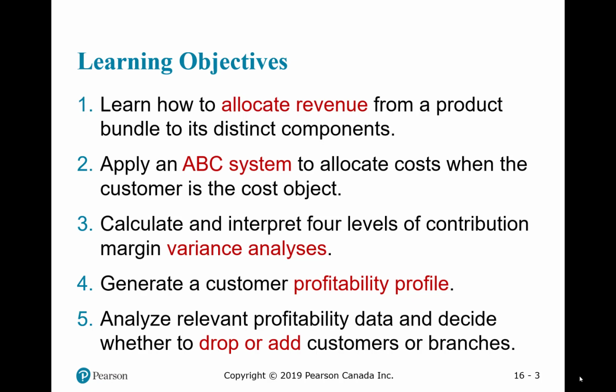We're going to calculate and interpret the 4 levels of contribution margin or sales variance analysis. And again, when we're looking at those, I'll walk you through which ones are important and how they all kind of come together. This is very similar to the things you looked at in managerial accounting regarding the static and flexible budget variances. We're going to look at how to generate a customer profitability profile so we can see which customers are profitable and which ones are not. And then finally, we're going to look at relevant profitability data to decide whether to keep or drop a customer or a branch.